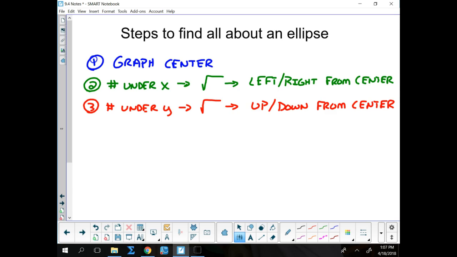Can we take a pause here and find some other stuff? Okay. What else? Other than our vertices, what else could we identify on our ellipse? There are 2 other parts to an ellipse that we can identify, now that we know how far out we go left and right and up and down.